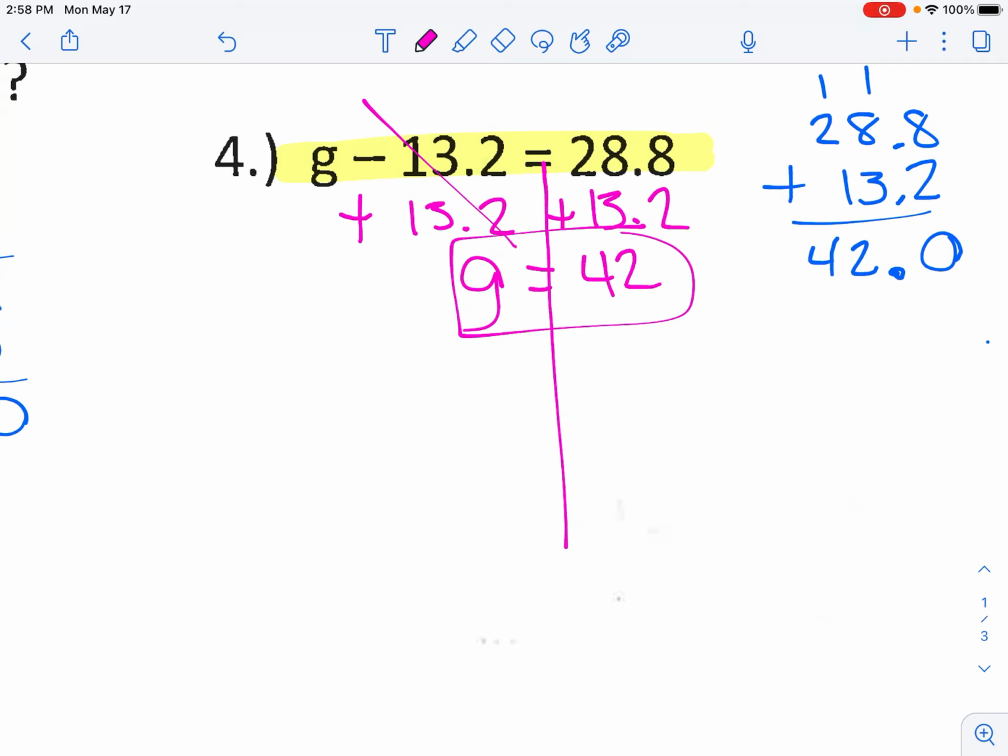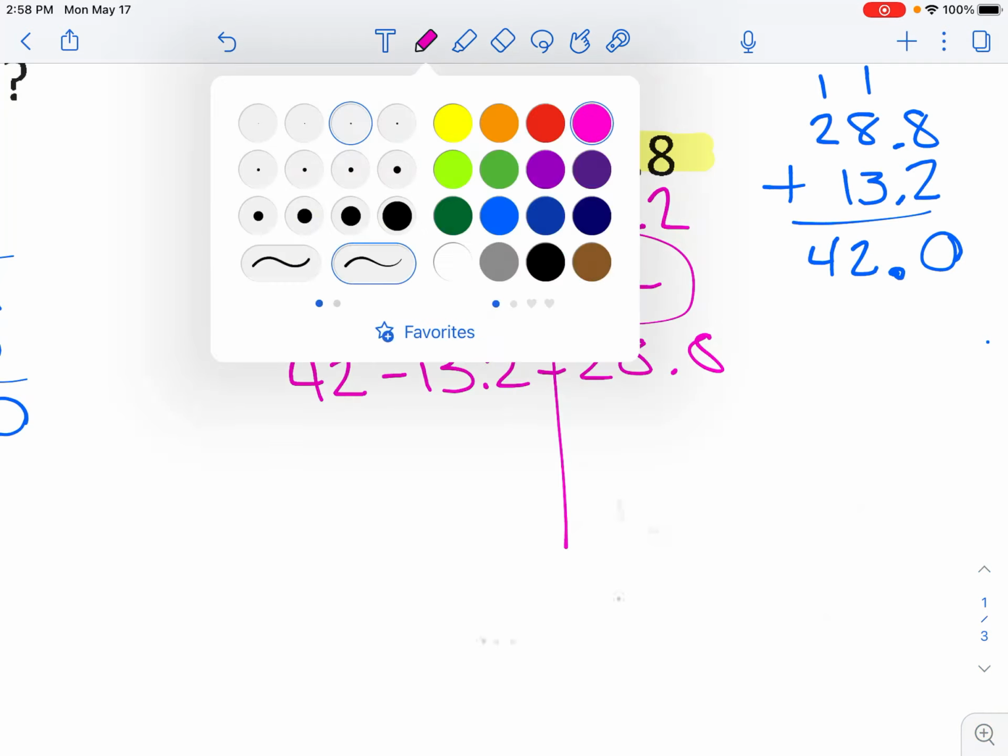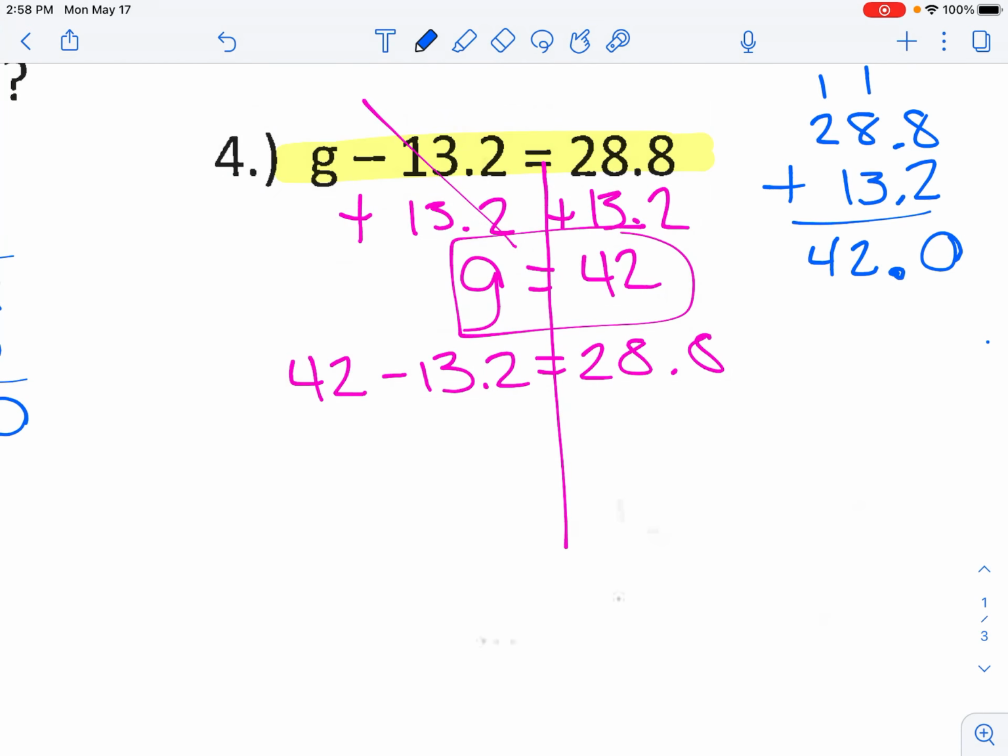We're going to use the solution for G. Is 42 minus 13 2/10 equal to 28 8/10? Since I'm subtracting a decimal, I have to show my work out to the side. So over here, I'm showing my math. Is 42 minus 13 2/10 equal to 28 8/10?